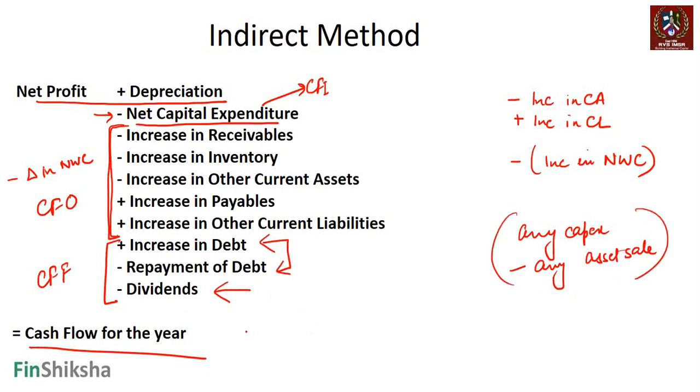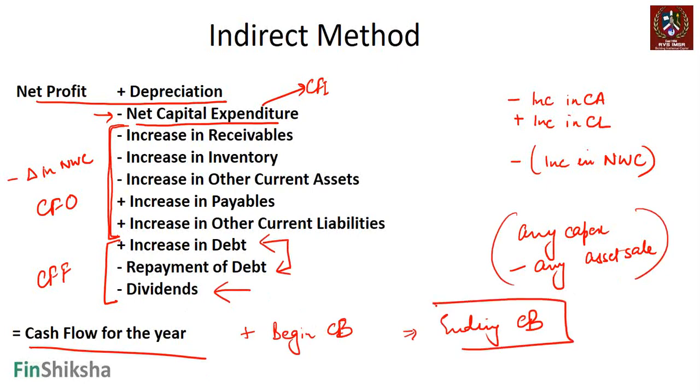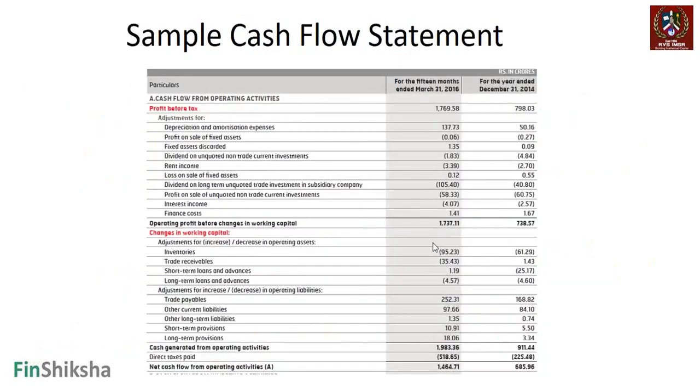Most of the times you have plus beginning cash balances, which will give you ending cash balances. This number goes and sits in your balance sheet, right? This number goes and sits in your balance sheet and effectively balances everything when you're linking these statements together, right? So that is how you basically calculate the numbers based on the indirect method. Let's look at a sample cash flow statement, right?